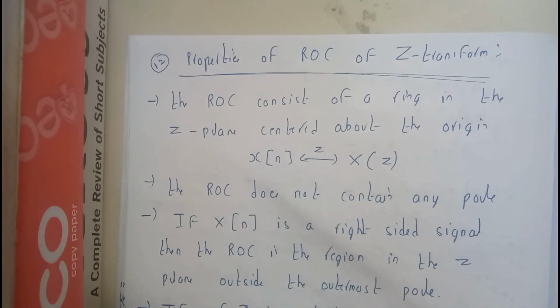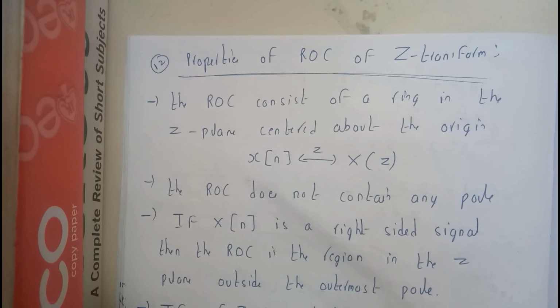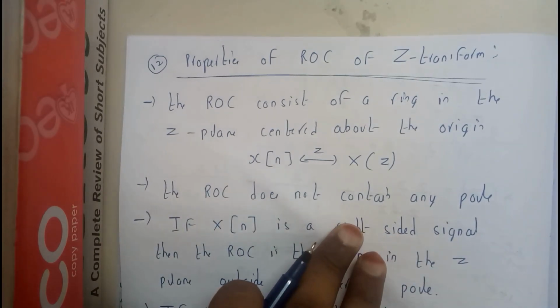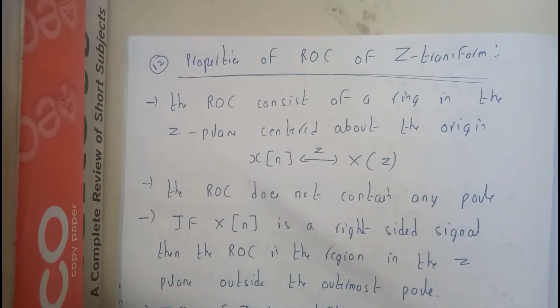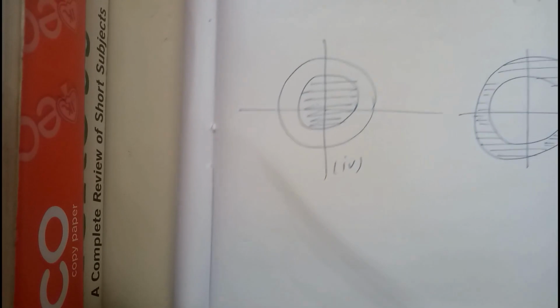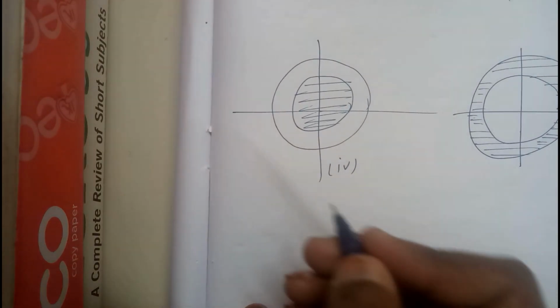In this tutorial, let's see some properties of ROC of Z transform. Basically, I have missed a few concepts in the previous tutorial. I forgot to tell you about right-sided signals, left-sided signals and middle-sided signals.